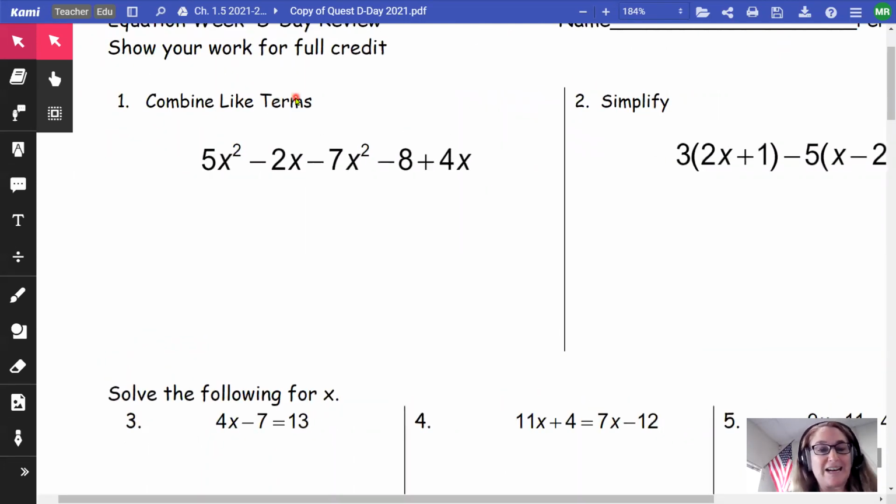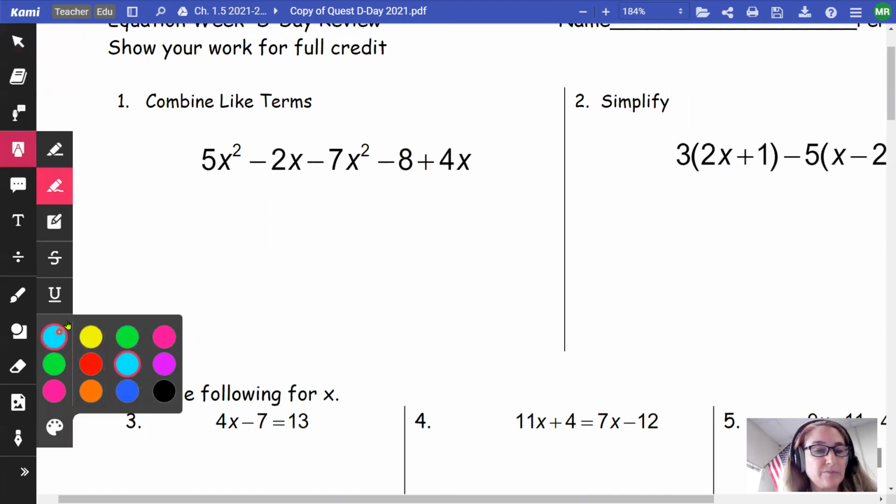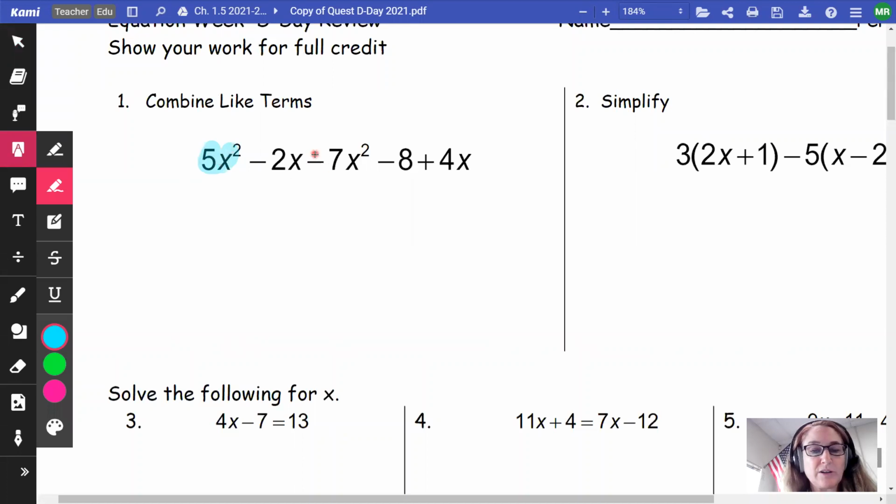So you're going to add x squareds with x squareds, x's with x's, and just plain numbers with plain numbers. So let me just highlight. Okay. So x squared and x squared. Now notice I highlighted the negative in front of the 7. That negative goes with the negative 7x squared. Okay, the sign is always in front. Then I have this negative or minus 2x and this positive 4x. And I have this minus 8.